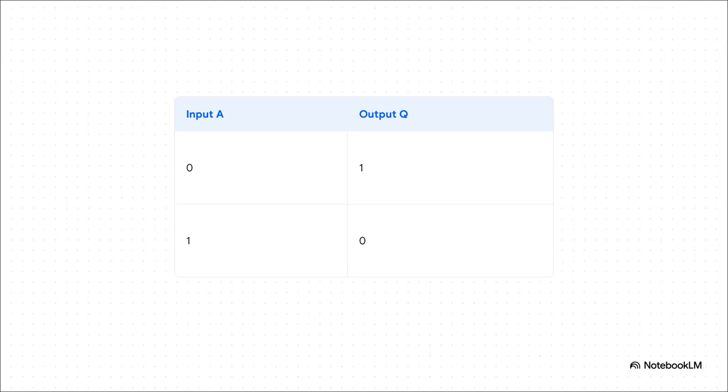The truth table really couldn't be any simpler. Is the input a 0? The output is a 1. Is the input a 1? Then the output's a 0. Yep, that's literally it. It just flips the signal. It sounds simple, but trust me, this little guy is incredibly powerful.